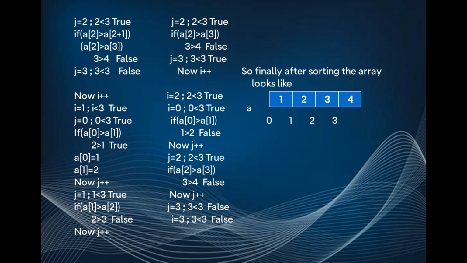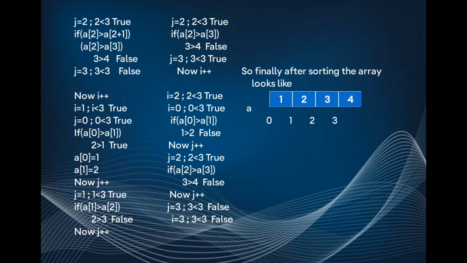Now we are again incrementing the j value, and j is equal to 2. 2 is less than 3, it is true. So again we are checking for the condition. In the position of a of 2 it is 3, and in the position of a of 3 it is 4. So 3 is greater than 4, it is false. Now we are again incrementing the j value. So j is equal to 3, and 3 is less than 3, so it is false. Now we are incrementing the i value. Now i will become 3, and i less than 3 is false.